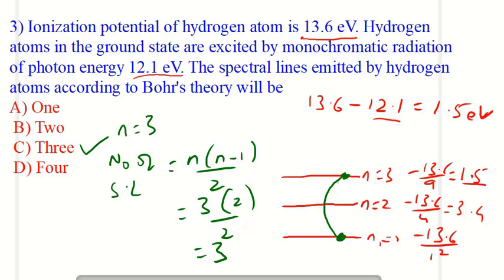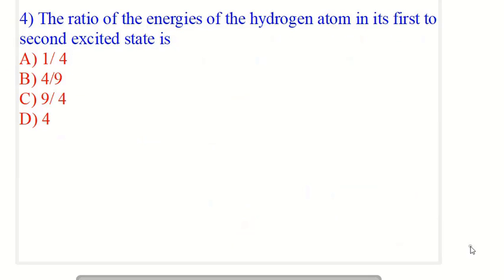It is of course evident from this that the electron may jump from here to here, that is 1, from here to here, that is 2, and then it comes again and jumps down here. So these are the 3 lines. Although it is not asked, we must know what the 3 lines are. Next we come to question number 4.